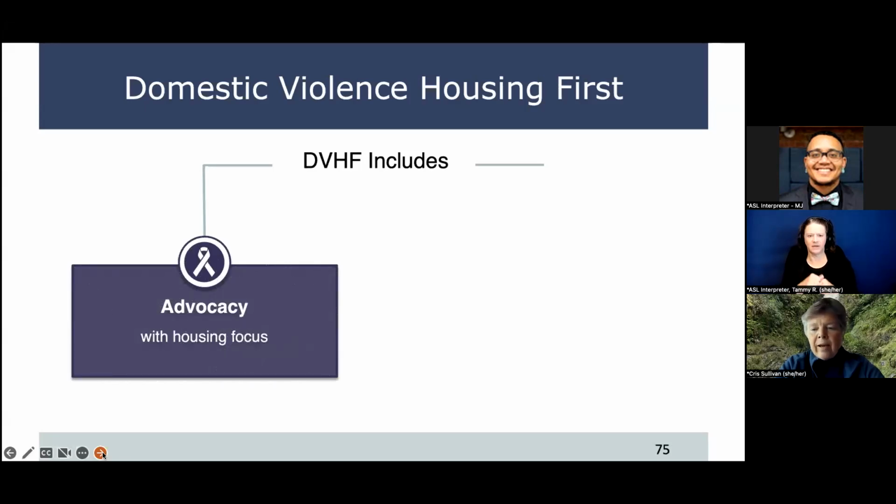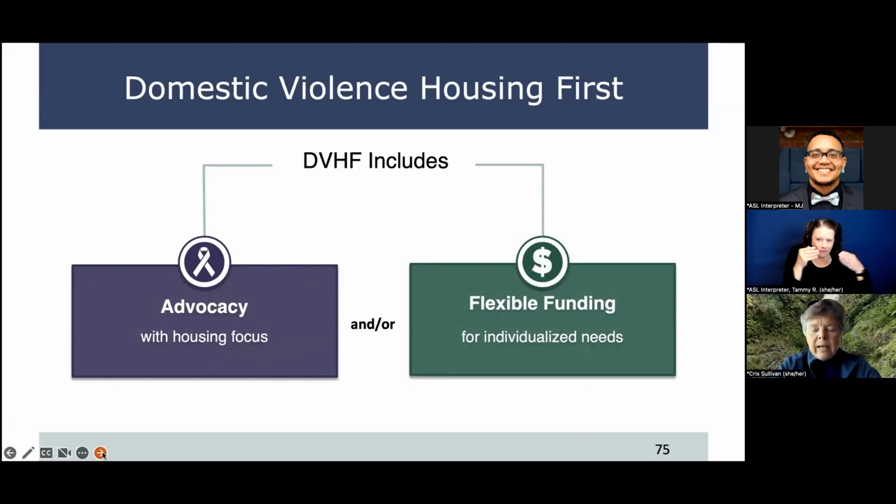So DVHF, which is what we call domestic violence housing first, has two components that we evaluated. The first is housing inclusive advocacy. So that would not just be housing, but advocacy that includes a focus on housing, and ideally flexible funding for all of the reasons that you've already heard today. Sometimes flexible funding is not available to agencies though, but the housing focused advocacy is critical to this model.